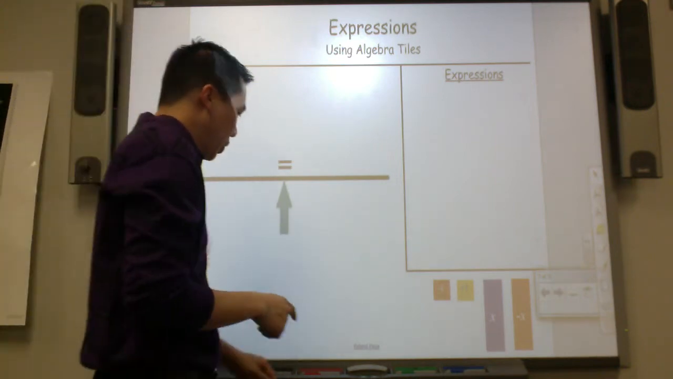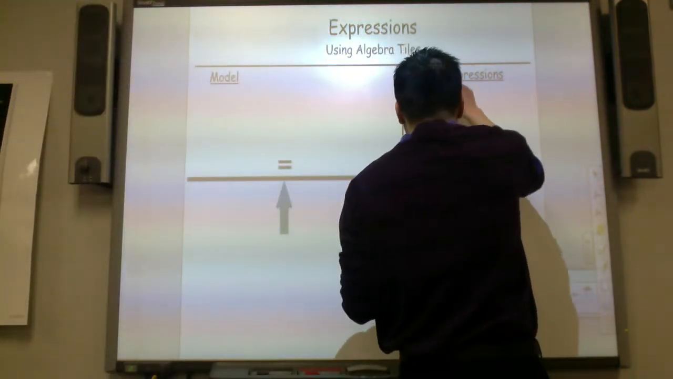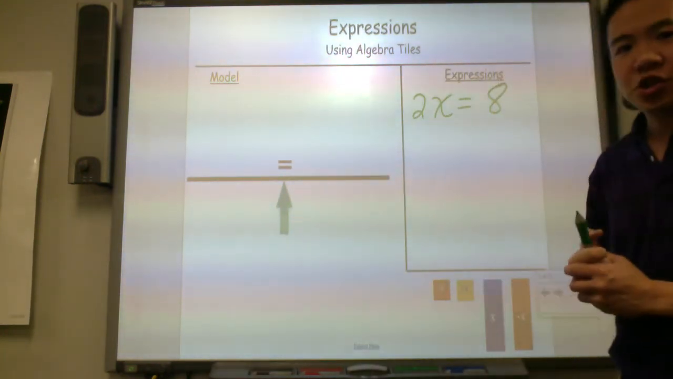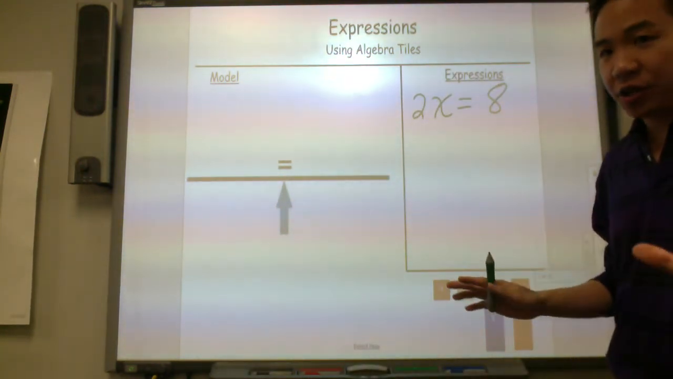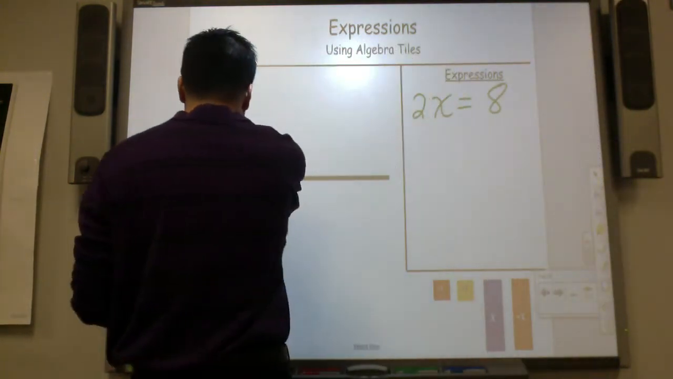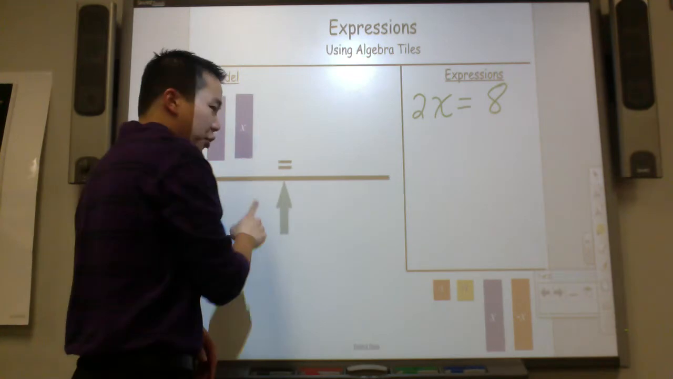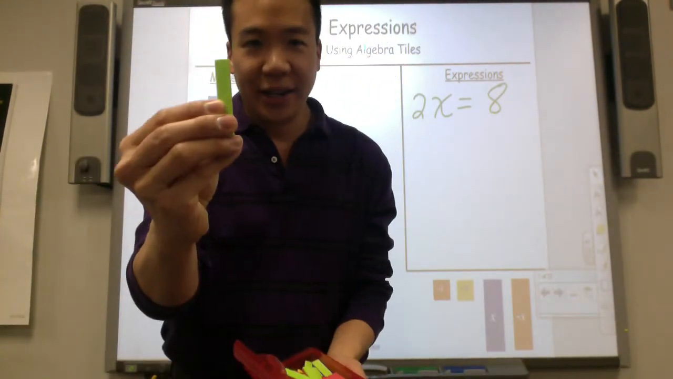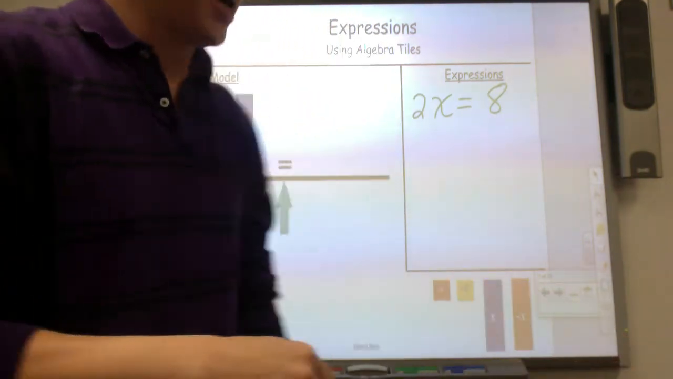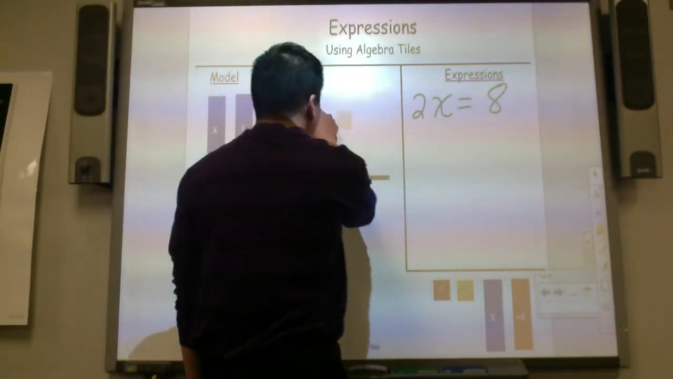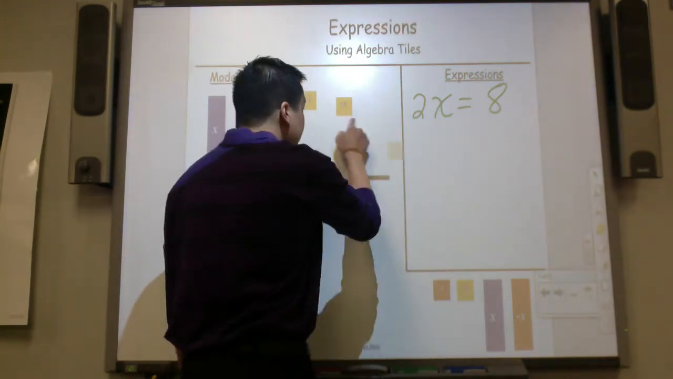So let's start with our equation. For example, if you had an equation of 2x equals 8. 2x is equal to 8. Again, we're starting very easy. Take out 2 x's. For you, those are green. So take out 2 green x's. Do this with me. And then take out positive 8.